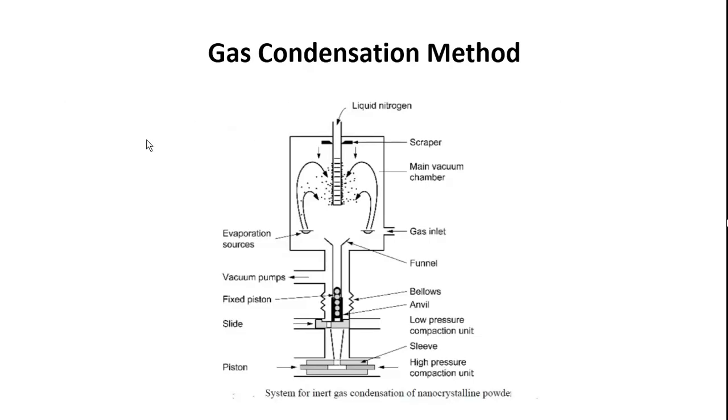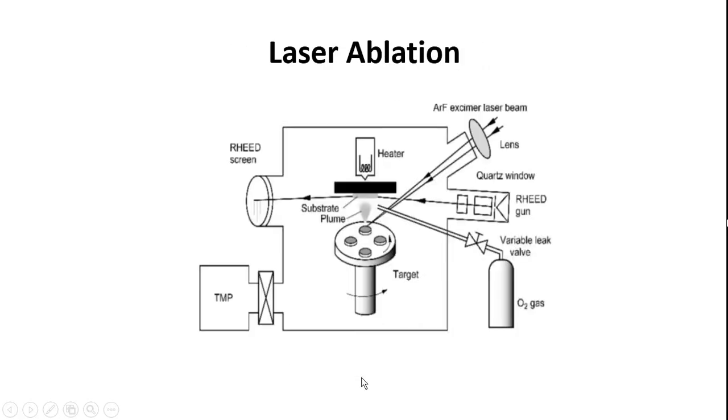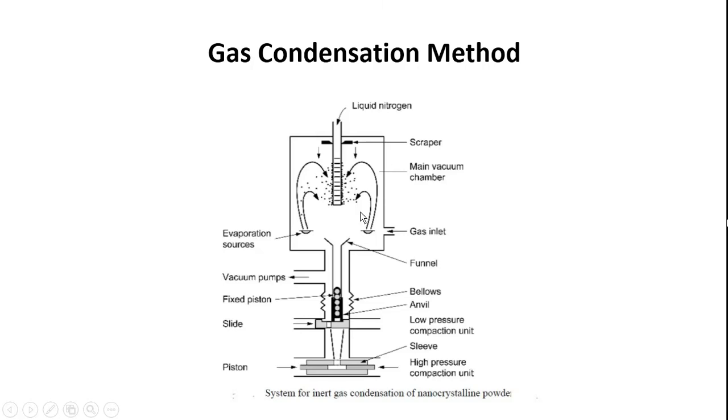Okay. Now, these are all the arrangements to take these collected or condensed nanoparticles through this slide, and there are some arrangements made for the sleeve and all those things. High pressure compact unit, low pressure compact unit, all these are there, and there is an anvil here, then bellows are here. So these are all the arrangements for collecting the nanoparticles.